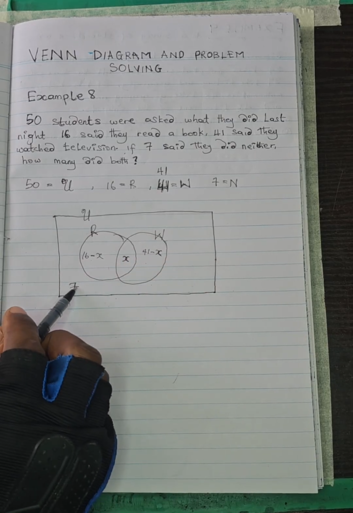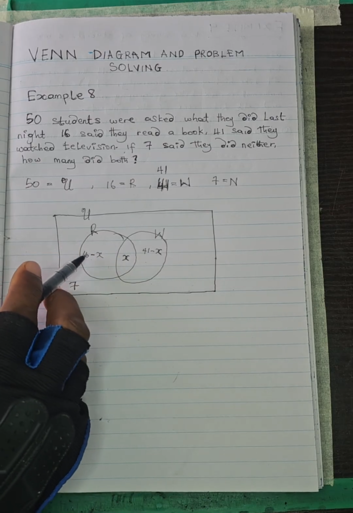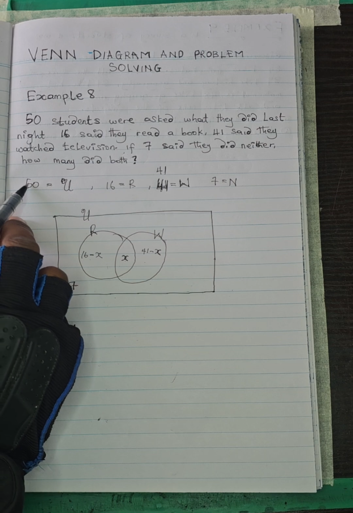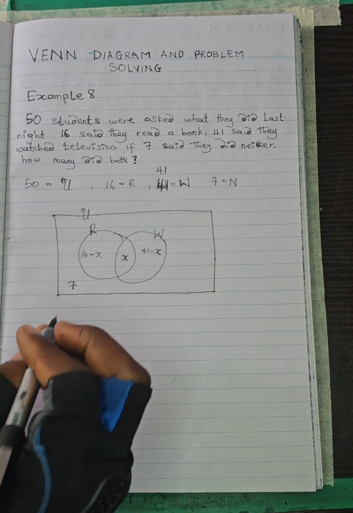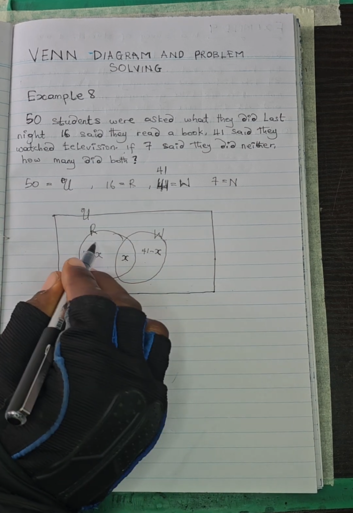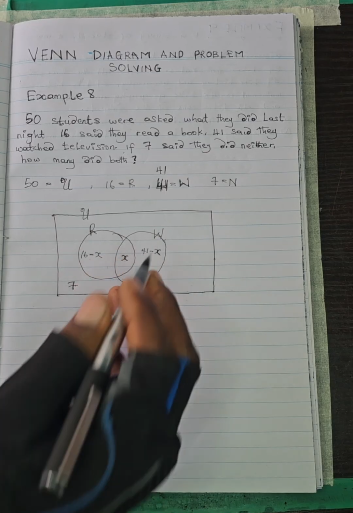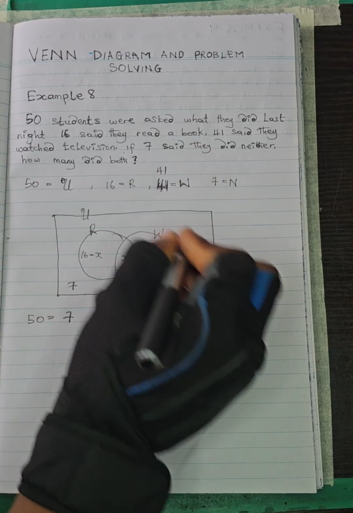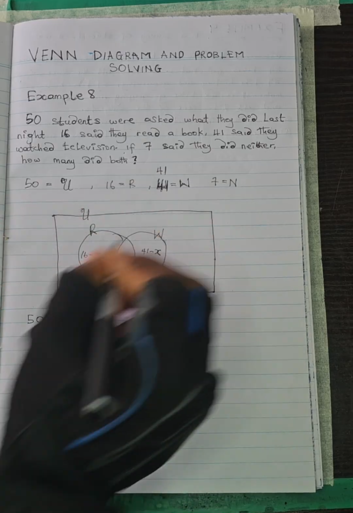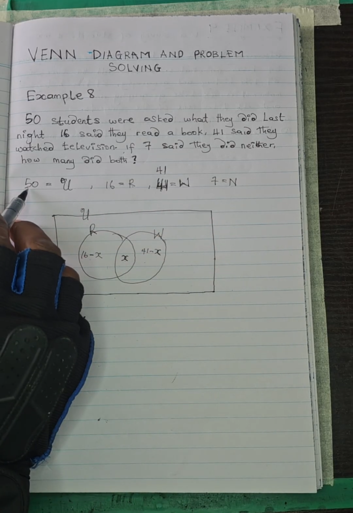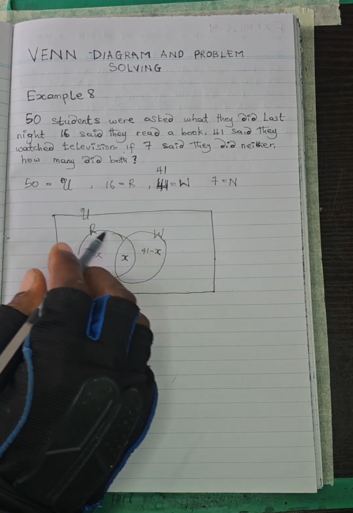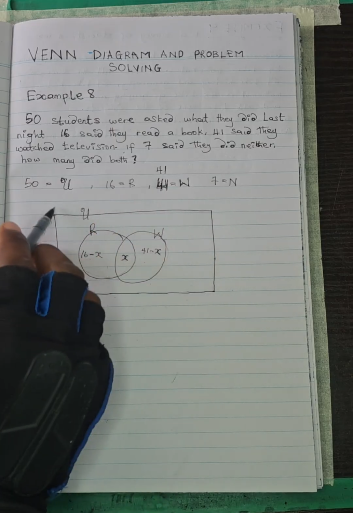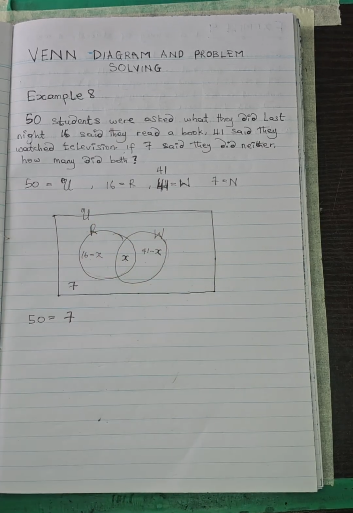By the time you add 7 plus this plus this plus this, you're supposed to get your 50, which is your universal set. So let's start. First, we want to find those that read a book and at the same time watch television. Everything in this universal set, which is a rectangle in our case, must be equal to 50. The same way you attribute everything in this circle to be equal to 16 and everything in this circle to be equal to 41, everything in this square must be equal to 50, which is the universal set.